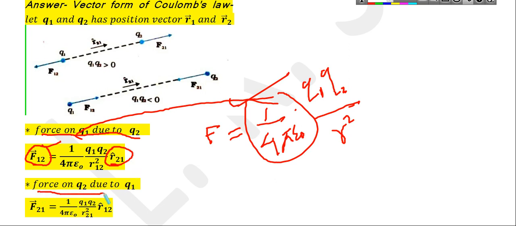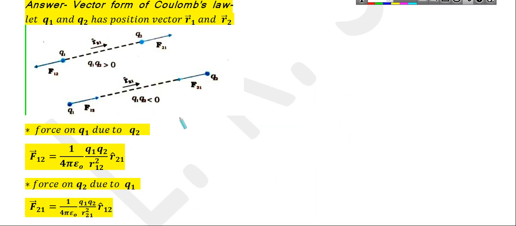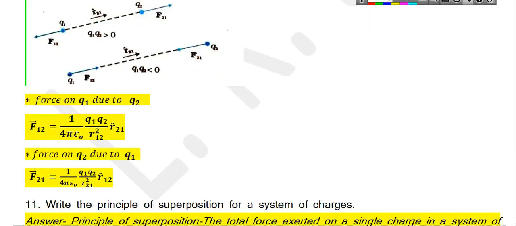Again, force on Q2 due to Q1. This is F vector 21. It means force on Q2 due to Q1, and the extra displacement vector is inserted in it, and this is the vector form of Coulomb's law.